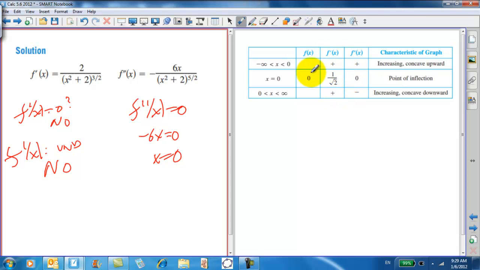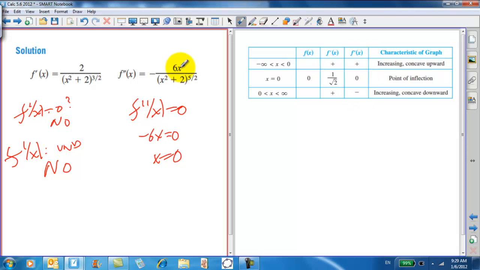I'm sorry, you put in the original function, you get that. Its slope is 1 over square root of 2. We called it a critical number because it had 0 for the second derivative. And now we just check the sign of the second derivative on either side of 0.